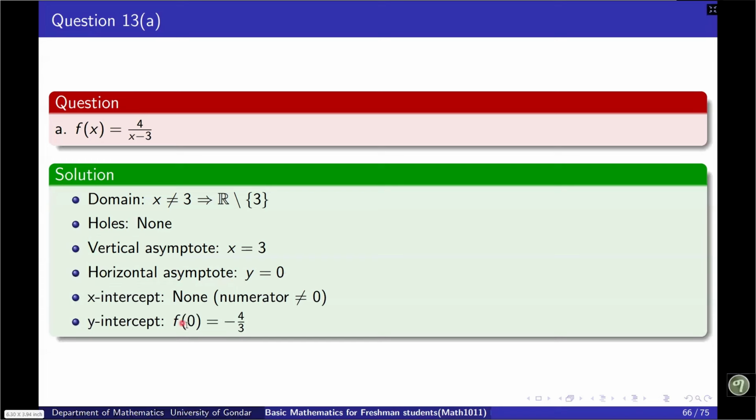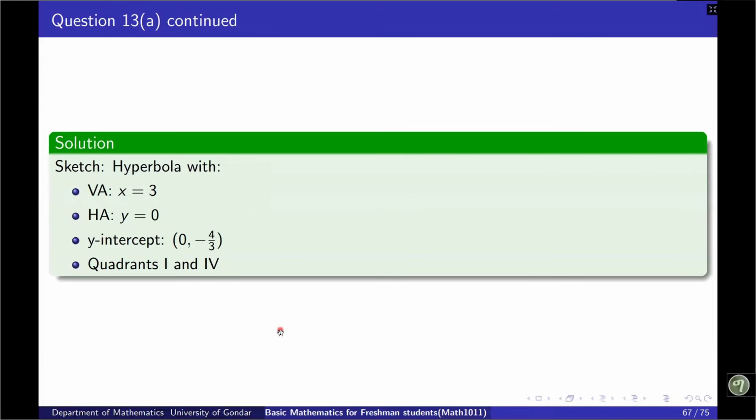The y-intercept is found whenever x is equal to 0. When x is equal to 0, we have negative 4 over 3. Therefore, 0, negative 4 over 3 is the y-intercept. And if we combine these, it is a hyperbola.